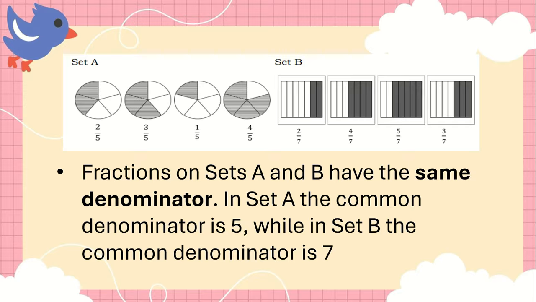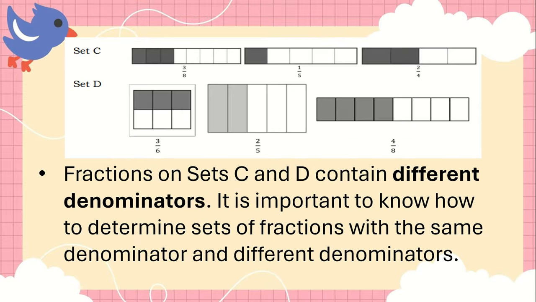Observe the illustrations of set A and set B. Fractions on sets A and B have the same denominator. In set A, the common denominator is 5, while in set B, the common denominator is 7. Fractions on sets C and D contain different denominators. It is important to know how to determine sets of fractions with the same denominator and different denominators.